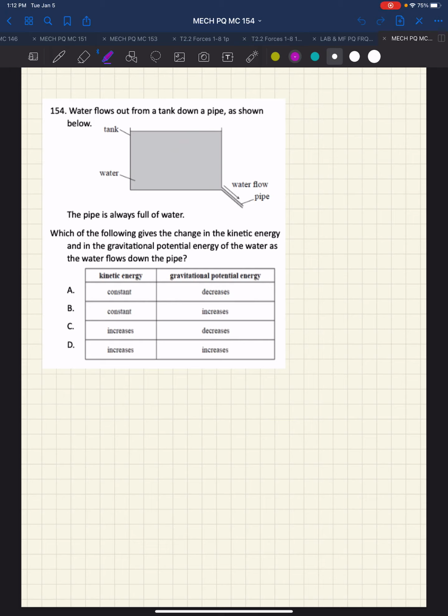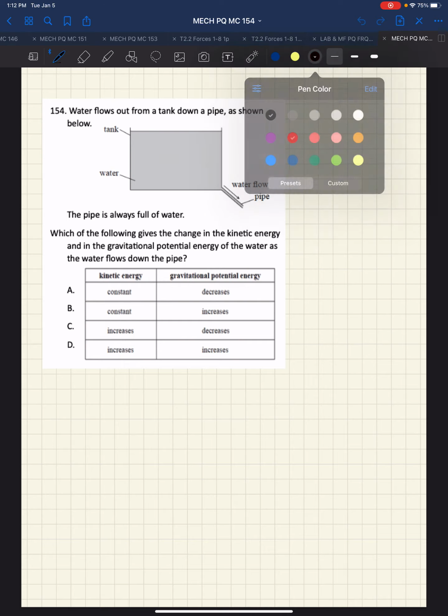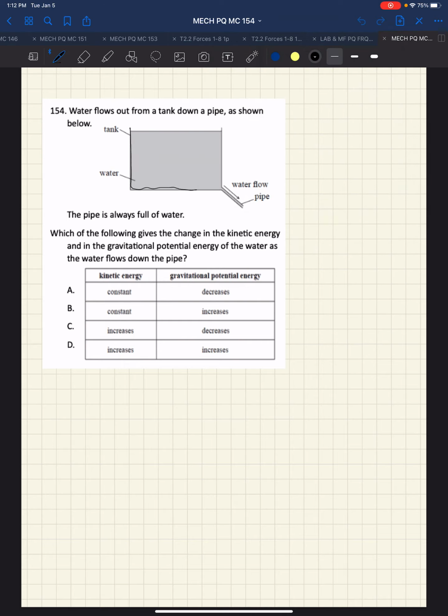So in this question here, it seems like we have a tank, like so, with a pipe coming out the end and filled with water. And it comes out the pipe. The pipe is always full. So they're referring to this section here as always full.